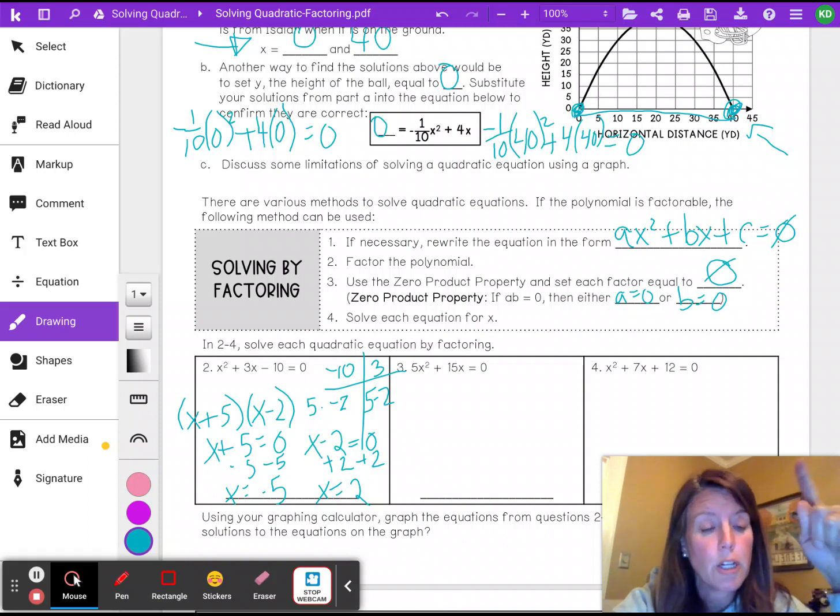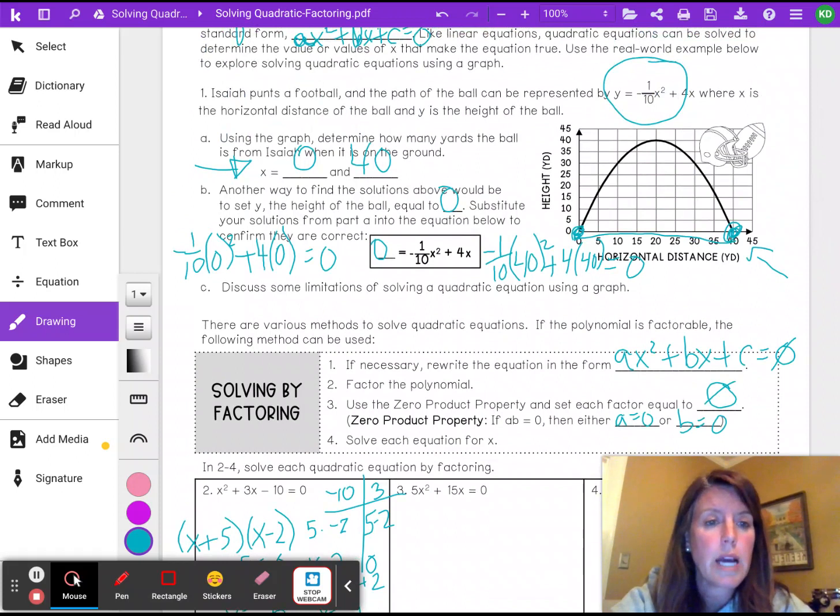That's where your parabola crosses your x-axis. If we were to go back up to this one and actually expand that out, you would see that it would come down. You can't have negative distance.